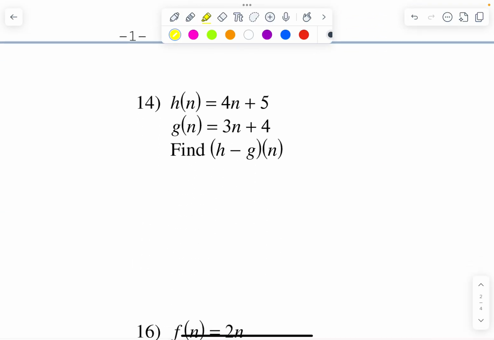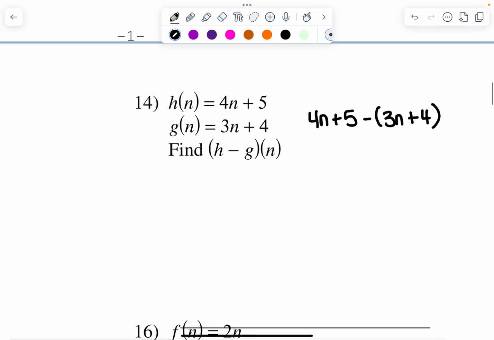For number 14, h minus g of n. Same thing, 4n plus 5 minus 3n plus 4. Distribute your sign. 4n minus 3n gives me n. 5 minus 4 will give me 1.